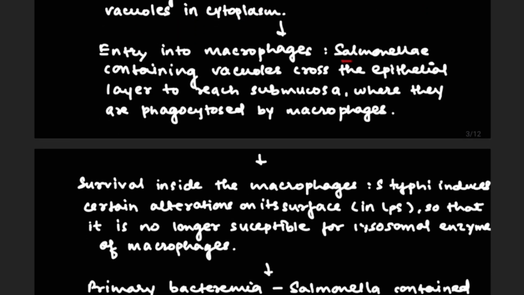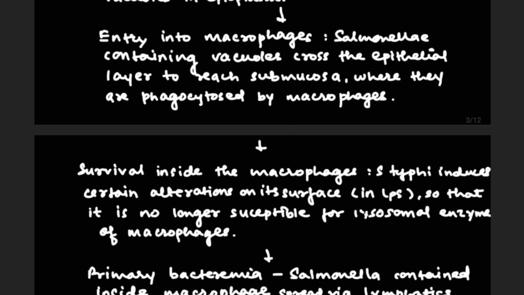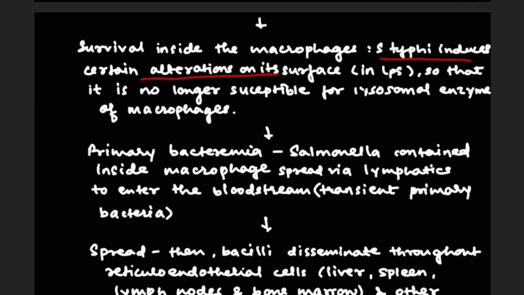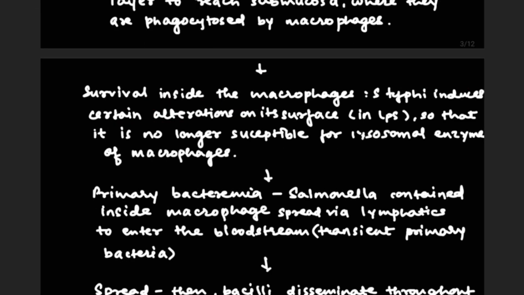This will enter the macrophage. The Salmonella-containing vacuole crosses the epithelial layer to reach the submucosa, where they are phagocytosed by macrophages and survive in the macrophage. Then S. typhi induces alterations on its surface so that it is no longer susceptible to the lysosomal enzymes of the macrophage. In this way, Salmonella will survive inside the macrophage.